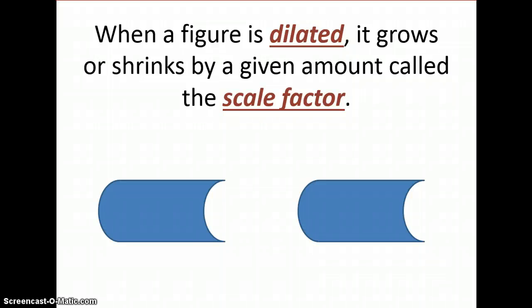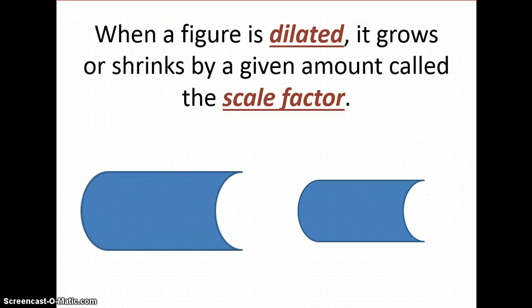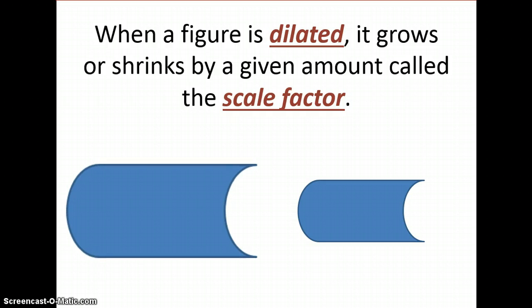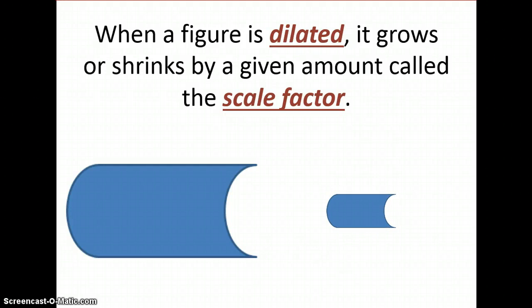When a figure is dilated, it grows or shrinks by a given amount, and the amount that it grows or shrinks by is the scale factor, which we've been working with already in this unit. If it grows, we would call that an enlargement. If it shrinks, we would call that a reduction. So, quite simply, you will be asked to determine if what you have dilated was an enlargement or reduction. And that's simple. If it grows, it's an enlargement. If it shrinks, it's a reduction.